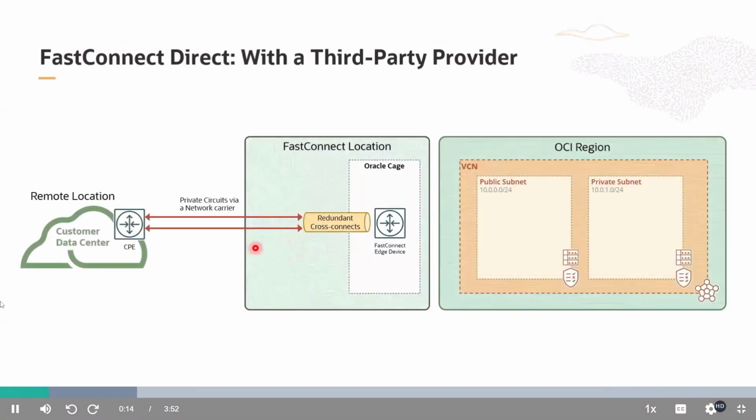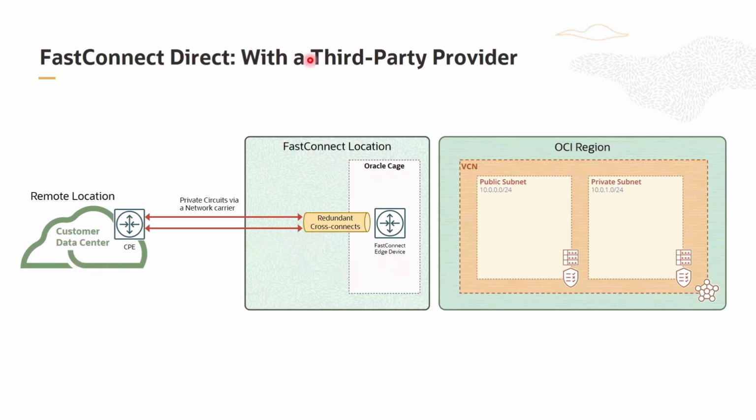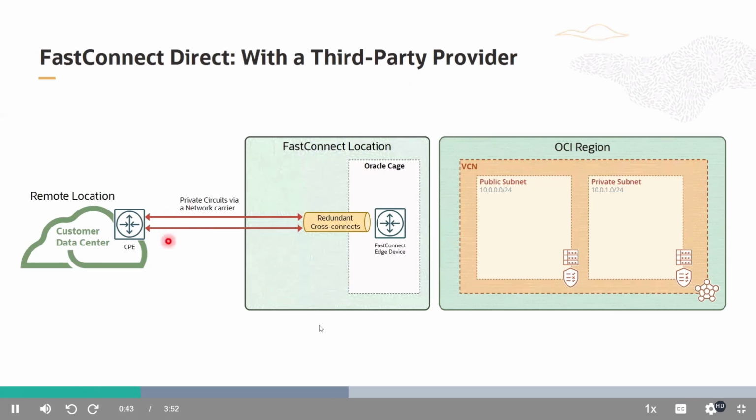So as you can see in this architecture, there is an OCI region. There is a Fast Connect location where you can see the Oracle cage and the Fast Connect edge devices. In this connectivity model, you work with a network carrier, which is basically the third-party provider. That means it is not an Oracle partner. The third-party provider or the network carrier is responsible for the physical connection between the on-premises and the Oracle Fast Connect location edge devices. As you can see here, there are private circuits via a network carrier.